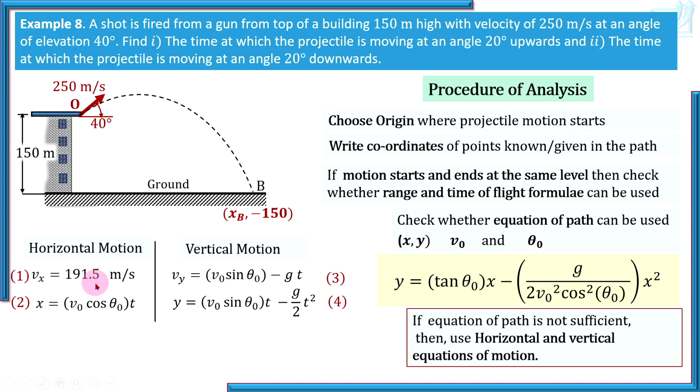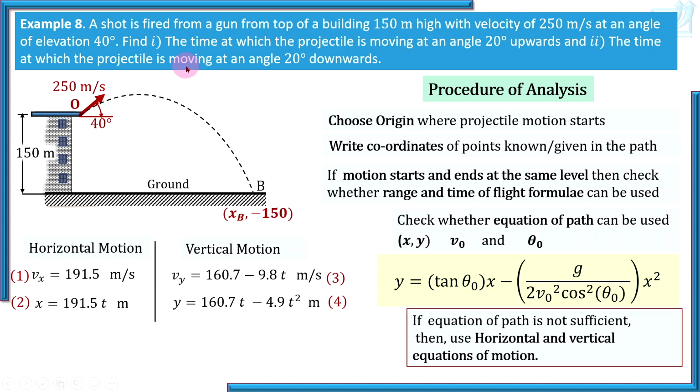So Vx is 191.5. What is 191.5? 250 cos 40. X is 191.5 t. It is x coordinate, so unit is meter. This is velocity, unit is meters per second. Vy is 160.7 minus 9.8 t meters per second, and y is 160.7 t minus 4.9 t squared. Y is equal to ut plus half at squared. So these are standard equations of motion, and now you will be able to answer the question.